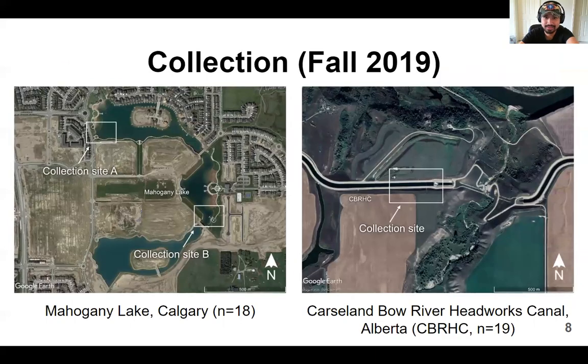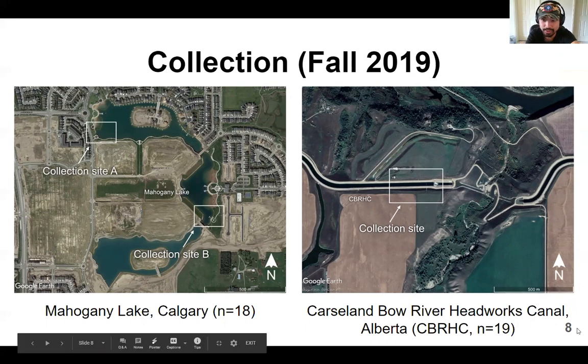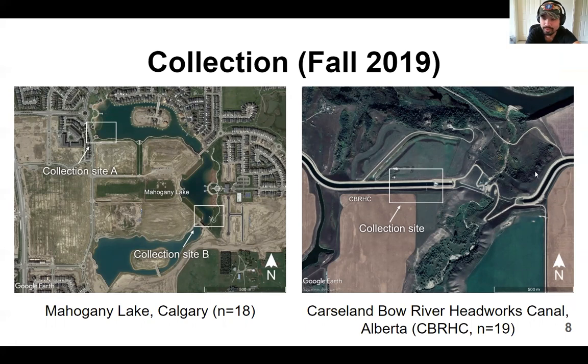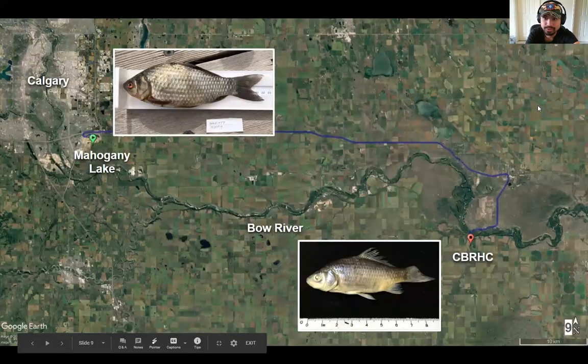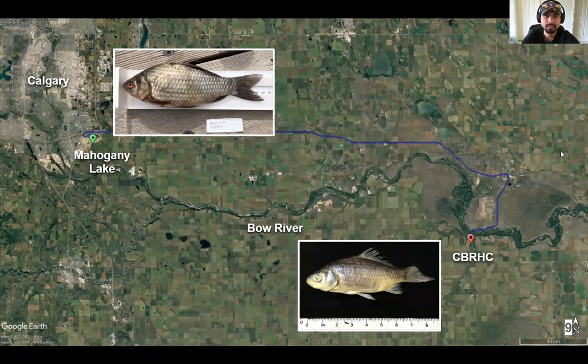So for our collection sites, on the left, of course, we have Mahogany Lake, but we also have some fish donated to us by Trout Unlimited Canada in the Carseland Bull River Headworks Canal. These fish are relevant to our study because if the fish from both sites do end up being the same species, it could give us some hints as to the origins of the population in Mahogany Lake, especially given the two sites' close proximity to the Bull River, around which Prussian carp has been reported.